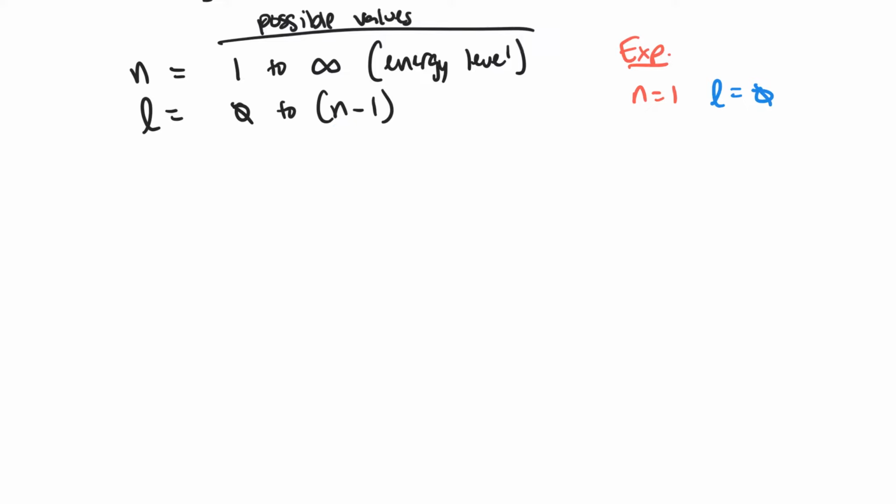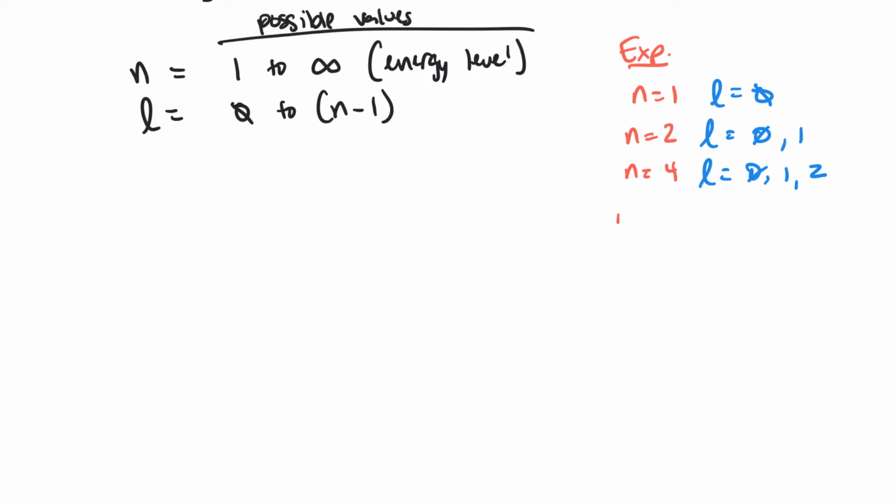Here's another example. Let's say n is equal to 2. Well, the possible values for l could be 0 or 1. Let's say n is equal to 4. Well, the possible values for l are 0, 1, 2, and 3. So remember, l is always going from 0 to n minus 1.